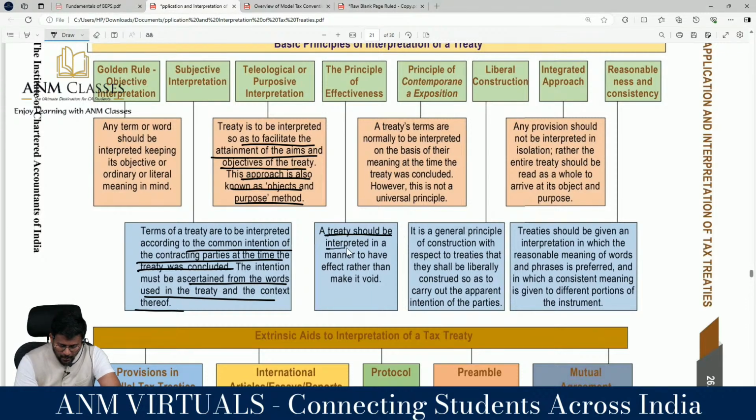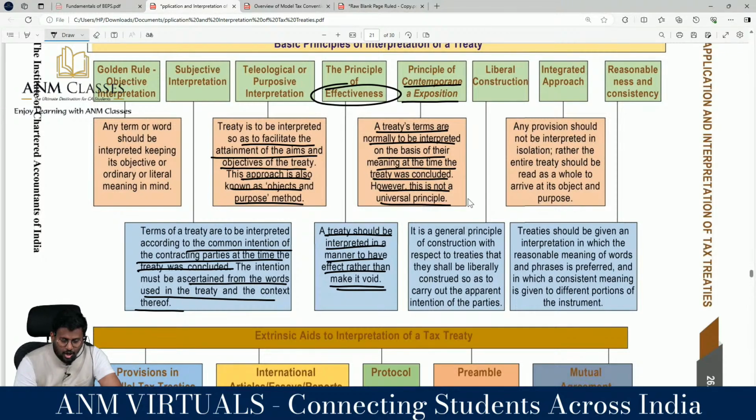A treaty should be interpreted in a manner to have effect rather than make it void. Principle of effectiveness. Principle of contemporanea expositio: treaty terms are normally to be interpreted on the basis of their meaning at the time the treaty was concluded. But this is not a universal principle. Liberal construction is a general principle of construction with respect to treaties, that they shall be liberally construed so as to carry out the apparent intention.